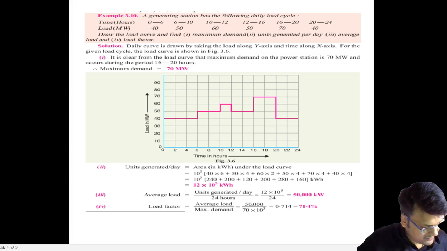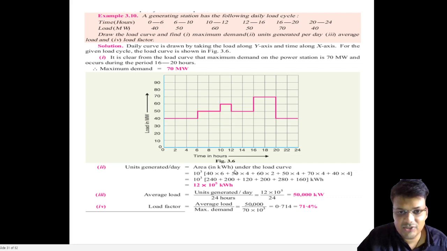Unit per day. Whatever the answer is given, please be careful about the kilowatt hour and megawatt hour. You will get it simply by calculating the area under the curve, in kilowatt hour. So it is given in kilowatt hour, and we will get the answer 12 into 10 to the power 5 kilowatt hour.